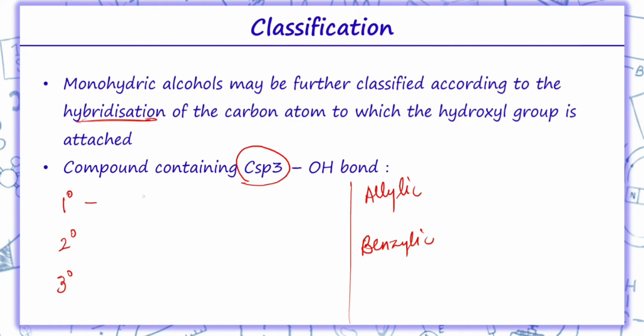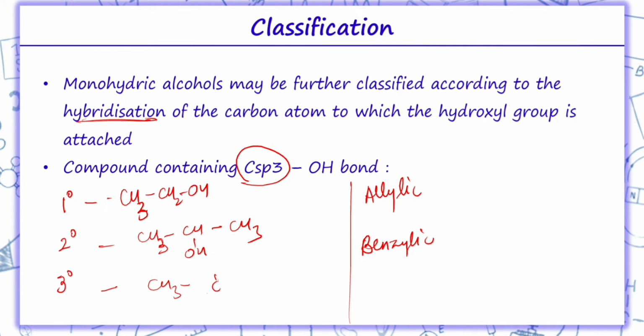Primary alcohol is the alcohol where the hydroxy group is attached to the primary carbon. When the hydroxy group is attached to the secondary carbon, we call it a secondary alcohol, and when the hydroxy group is attached to the tertiary carbon, we call it a tertiary alcohol.